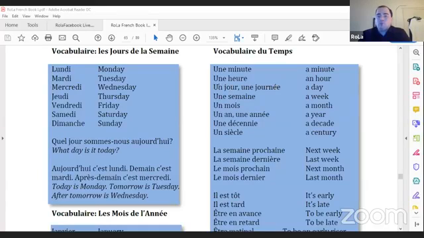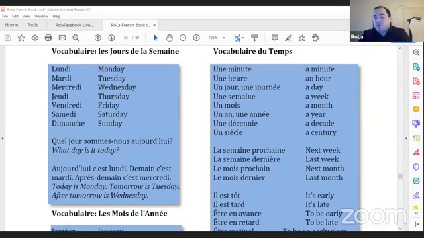Un jour, une journée. Notice, un jour, une journée. Now these two look a little different, right? This one has 2 E's, this one has 1. This one doesn't have an E. Which one is masculine and which one is feminine? Bon, très bien. This one is masculine. We know that because we look at this indefinite article right here, un, and this indefinite article, une. Masculine, feminine.